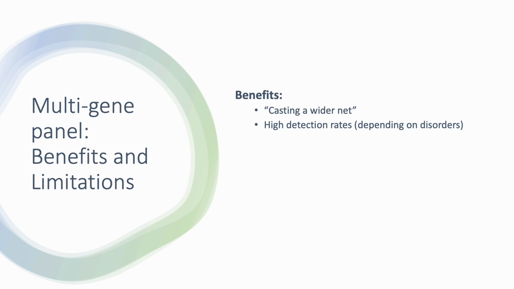With multi-gene panels, we're essentially casting a wider net, testing multiple genes at once. This is particularly useful when a disorder could be caused by mutations in any of several genes, allowing for a more comprehensive analysis. Another key benefit is that multi-gene panels typically have high detection rates, especially when used for specific disorders or syndromes where the genes are well known.